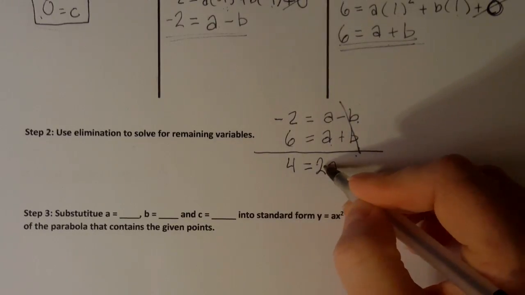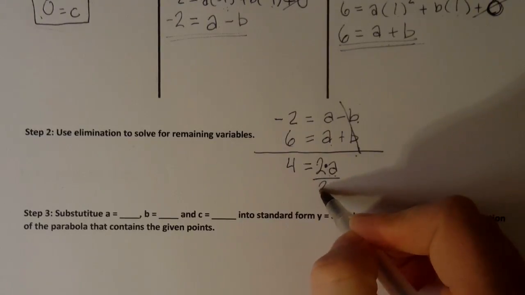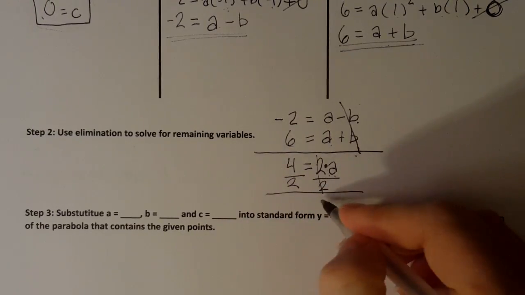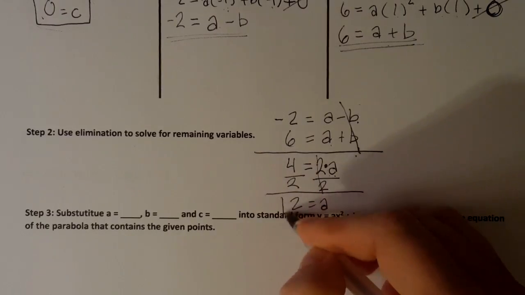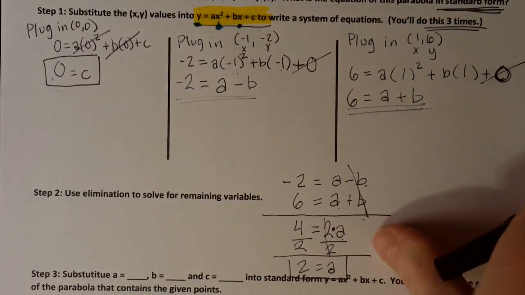This is 2 times a. The inverse of multiplying is dividing. So I'm going to divide by 2 on both sides. Divide by 2, the 2's cancel out, and I get a equals 2. We now know a is 2, and from above we know c is 0.